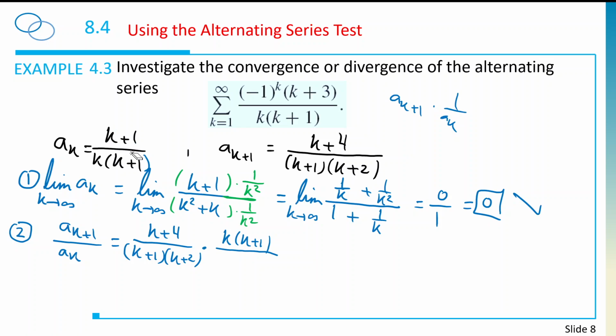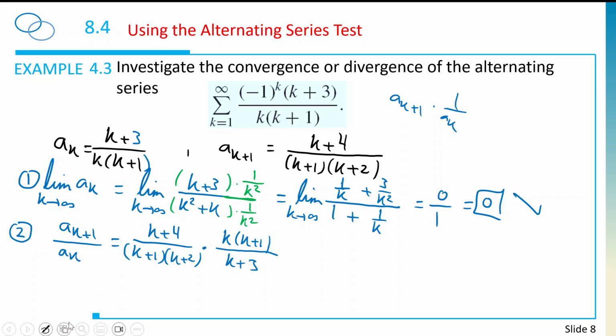this is k plus 3, right? This is k plus 3. The original one was k plus 3, so what does it change? This is only 3. Yeah, that's all. Okay, so now this is k times (k+1) over (k+3).